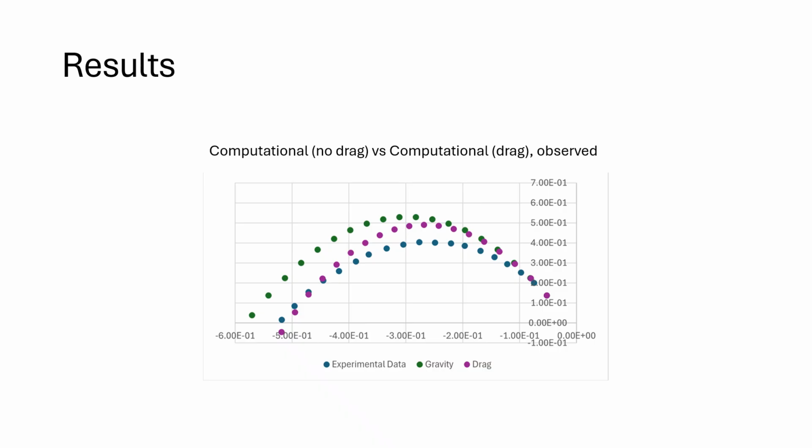However, the computational model that did include drag, although similar to the observed trajectory of the ball of paper, was not completely the same. This is most likely due to the irregular shape of the ball of paper, as well as the ball of paper's rotation through the air. There could have also been some discrepancies in the Tracker data.